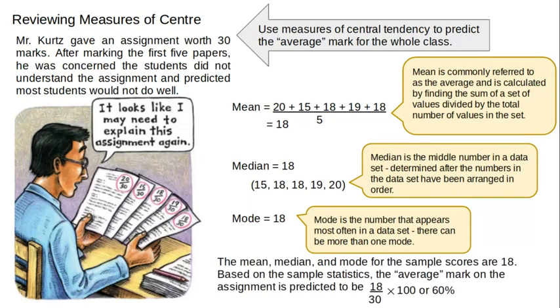The mean, median, and mode for the sample scores are 18. Based on the sample statistics, the average mark of the assignment is predicted to be 18 out of 30 times 100, or 60%.